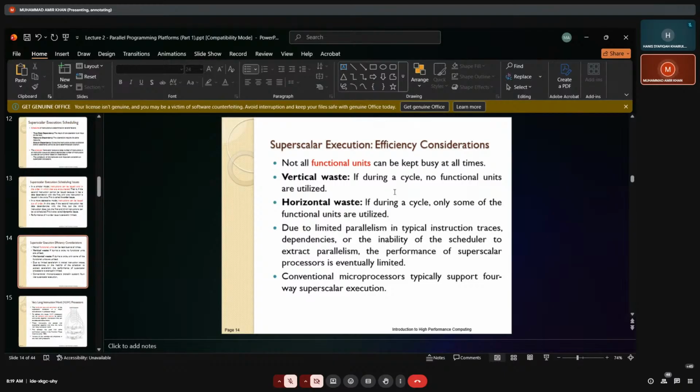So due to limited parallelism in typical instruction traces, dependencies, or the inability of the scheduler to extract parallelism, the performance of superscalar processors is eventually limited. So there is also a limitation of superscalar execution or superscalar pipelining. Conventional microprocessors typically support four-way superscalar. Four-way means four instructions at a time.